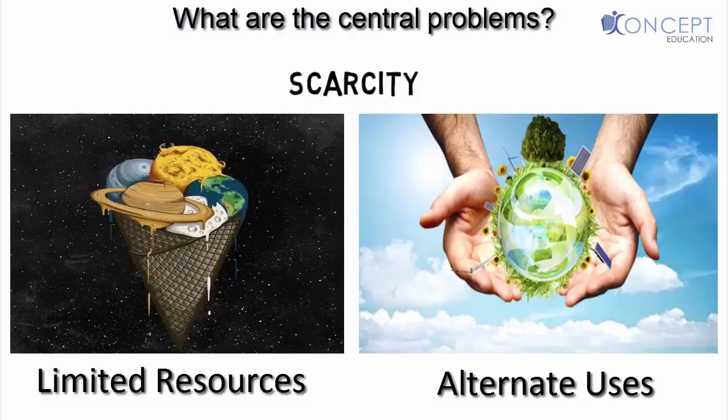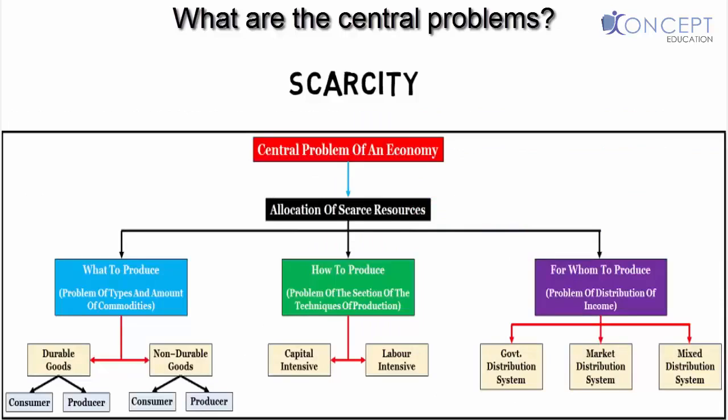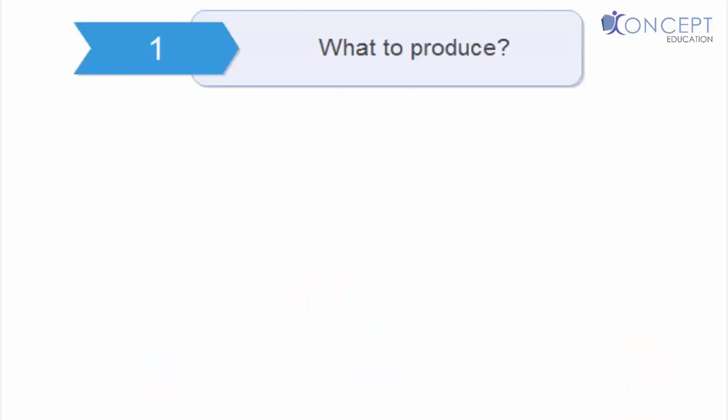In a similar manner, your country has limited resources and decides to use these limited resources in alternate possibilities, making sure that the country is attaining maximum satisfaction. So, we can bifurcate the central problems into 4 parts. The first part: what to produce.